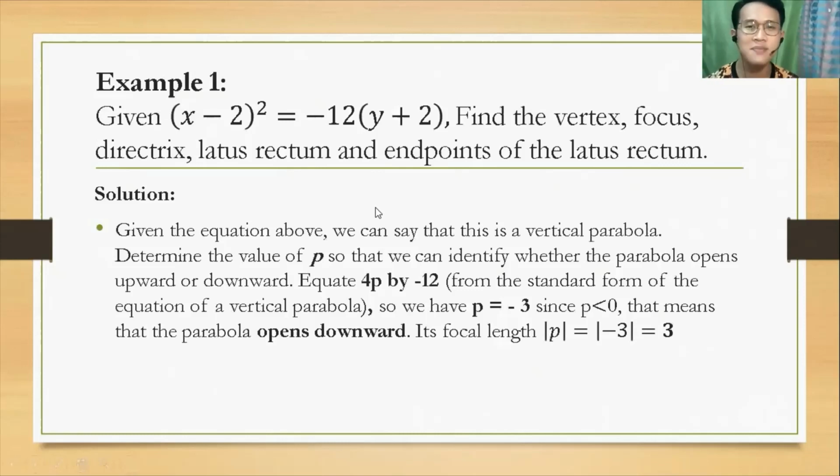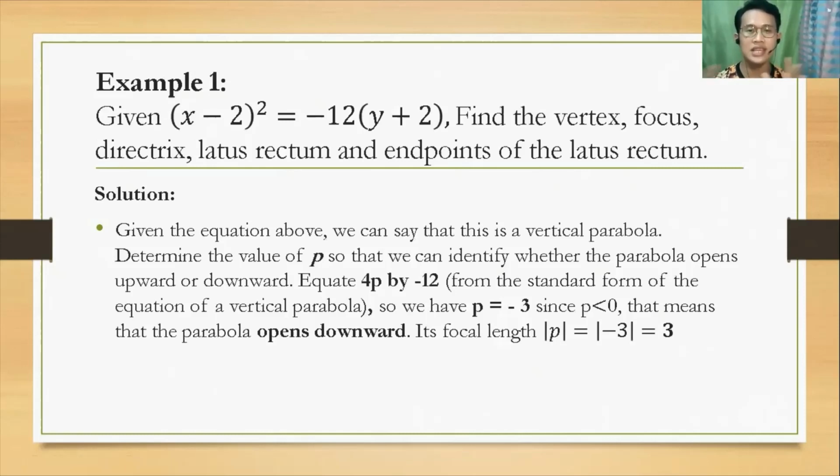Now let's try example number 1. Given the quantity of x minus 2 squared is equal to negative 12 times the quantity of y plus 2, find the vertex, the focus, the directrix, latus rectum, and endpoints of the latus rectum.